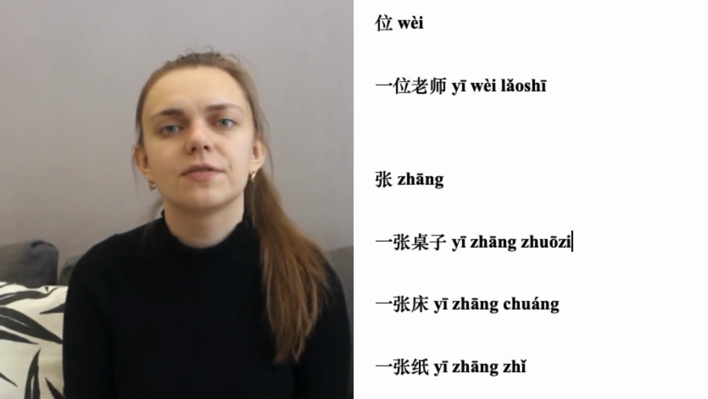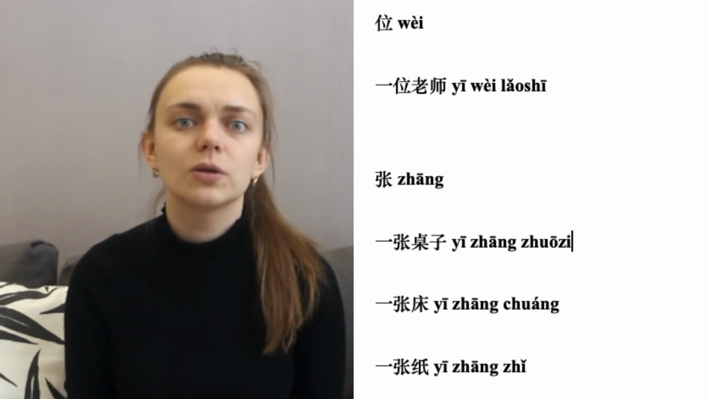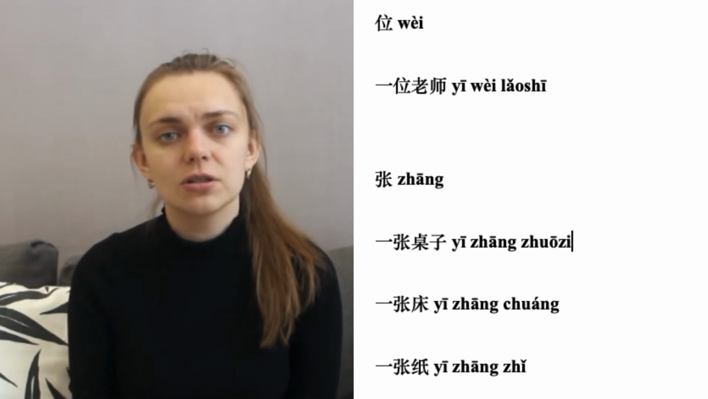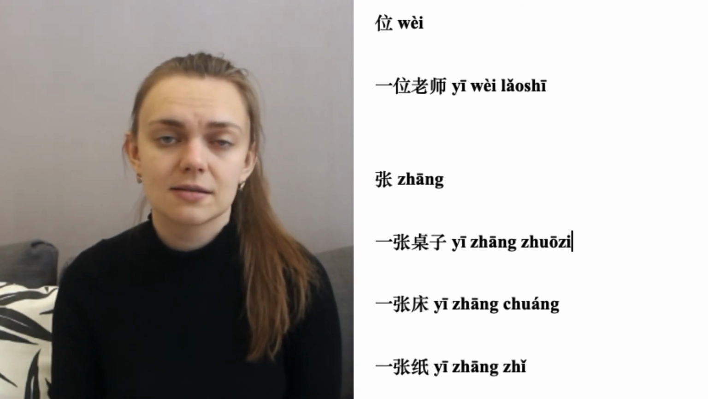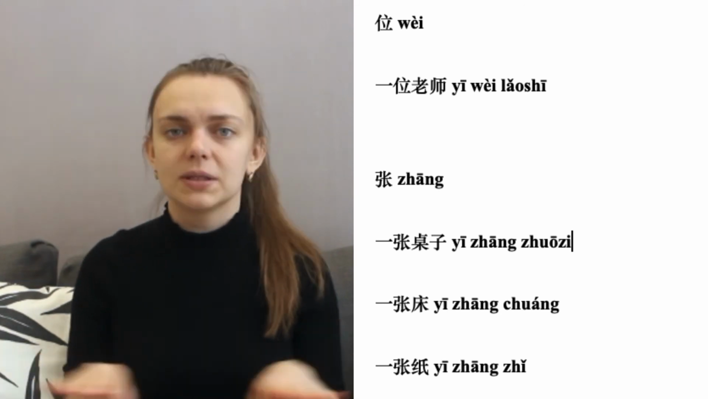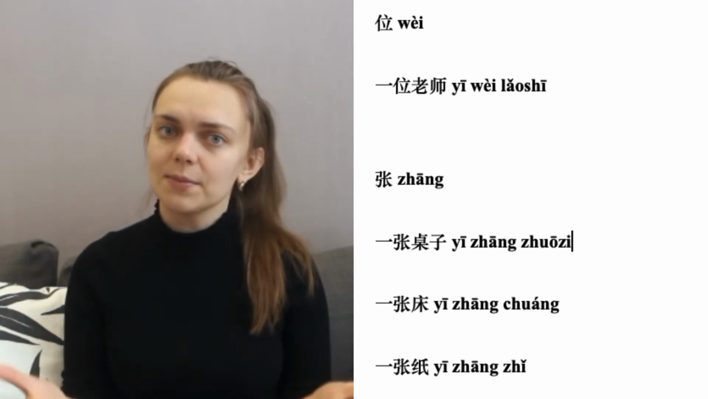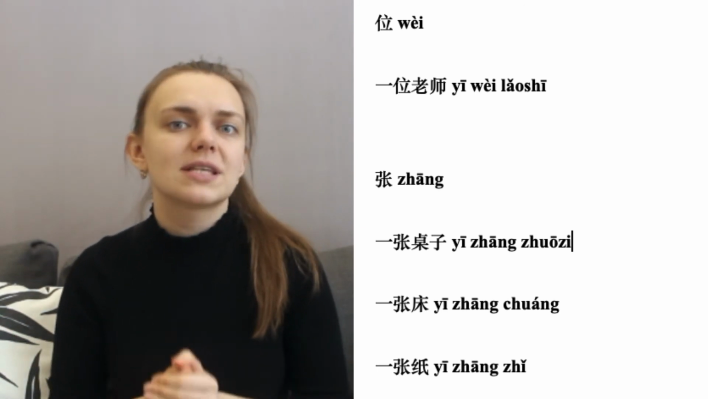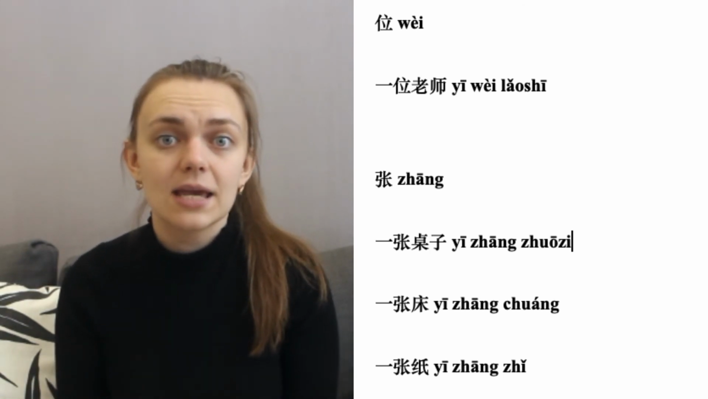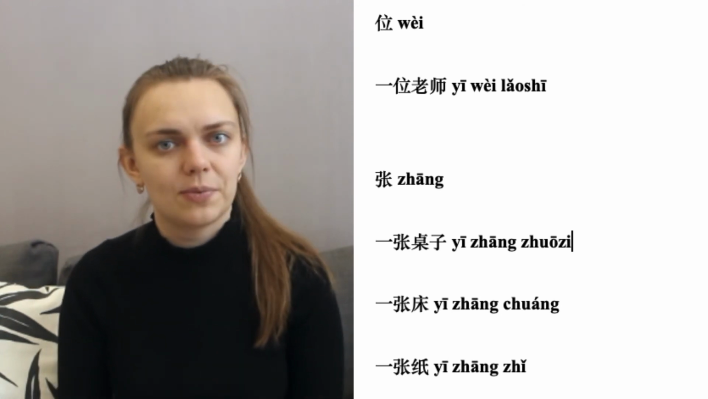位 is an honorific classifier for people. 一位老师 a teacher. You might want to use it with the people of a respected profession or somebody of a high social status. 张 is a classifier for flat objects. Remember we had 条, also flat, but 条 is flat and long, and 张 is more like square and flat, or something that has a flat surface. For example, 一张桌子 a table, 一张床 a bed, or 一张纸 a piece of paper. So these are the measure words that you might come across on your HSK 3 test. Now, how about some practice?